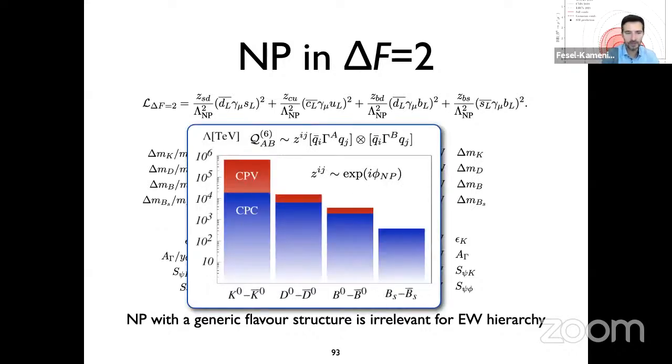This is also a compendium of constraints in terms of probed scales. It is more general because I've included not only these operators, but all possible chiral structures of operators. So you see that once one includes other chiral structures, some of those are much more constrained. In particular, epsilon K probes scales up to several times 10 to the 5 TeV, in fact.